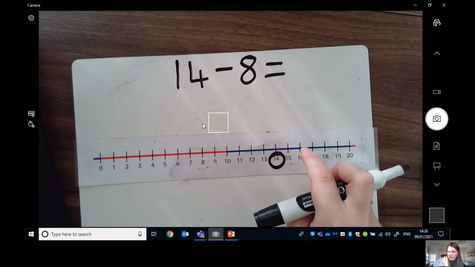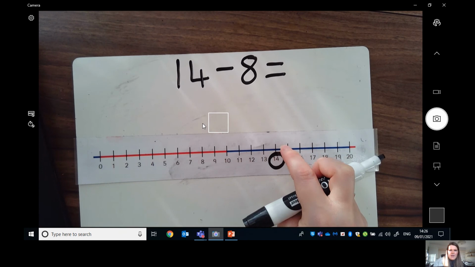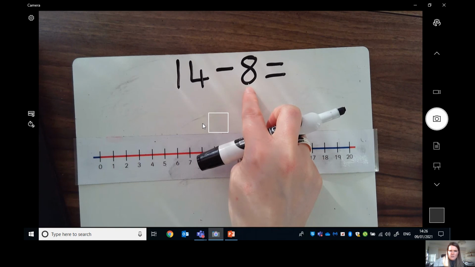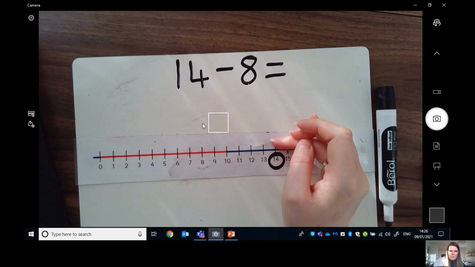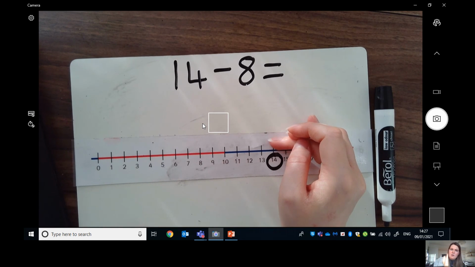Well done. What is the number I'm subtracting? 8. Okay, how do you know that's the number I'm subtracting? Great, because it comes after the subtraction sign. So we're subtracting 8, which means we do how many jumps? 8 jumps. Brilliant. Okay. Do I need to be careful with my jumps? Do I start here with 1? No, I start on the next number. Okay. Counting with me. Let's do our 8 jumps then.